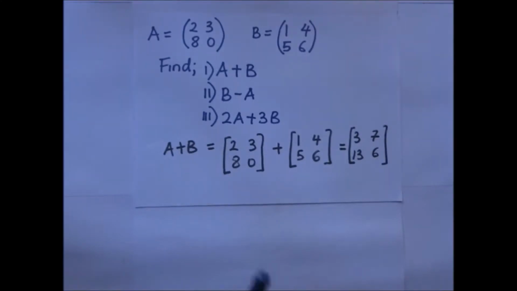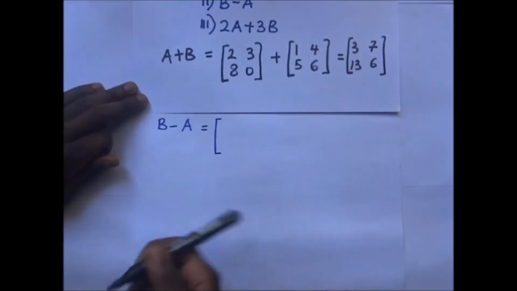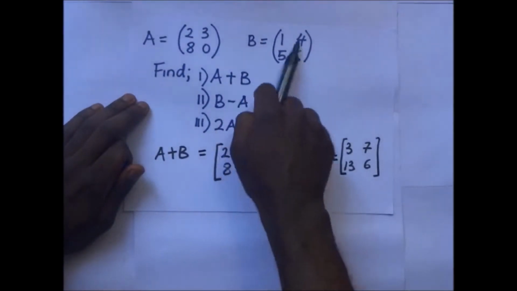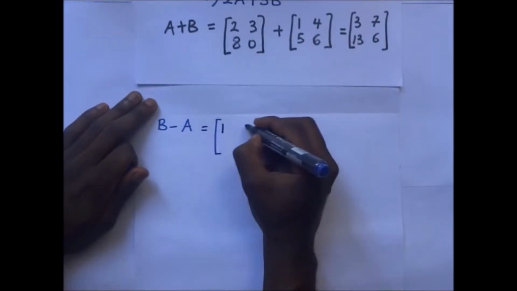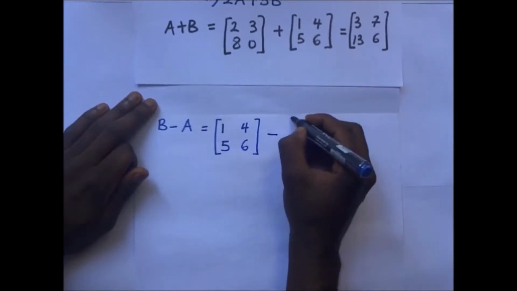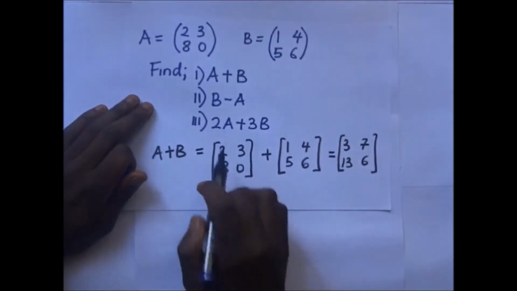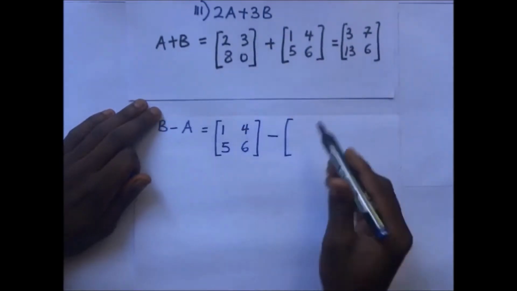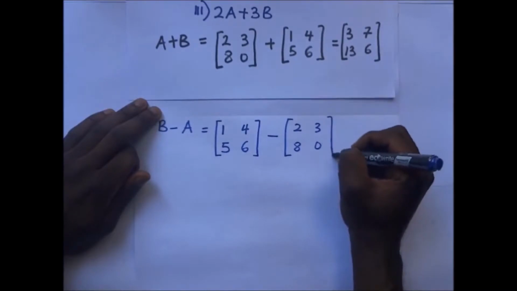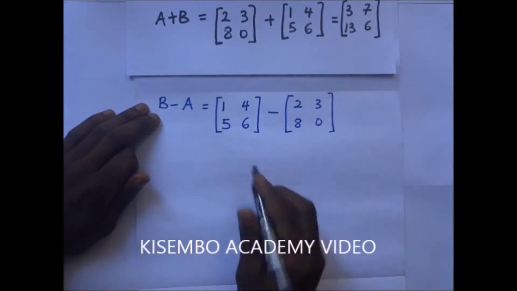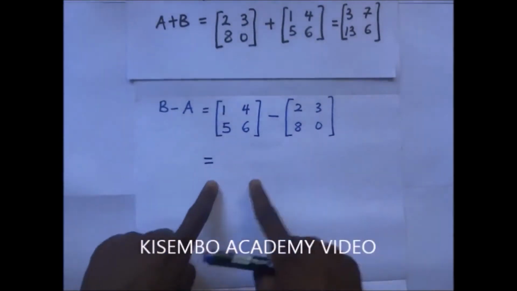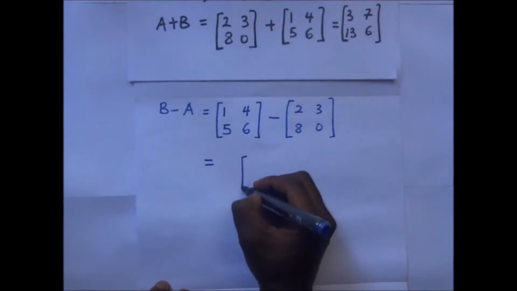Let's go on to the next example, B minus A. B minus A means that we are going to get matrix B, which is 1, 4, 5, 6, minus matrix A, which is 2, 3, 8, 0. So subtracting those means we are going to get the corresponding elements in the two matrices and we subtract them to get our answer.